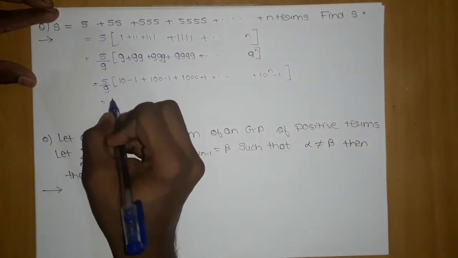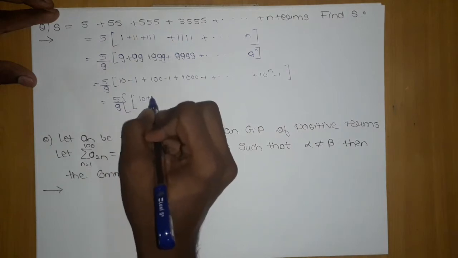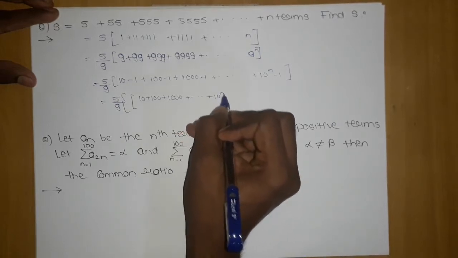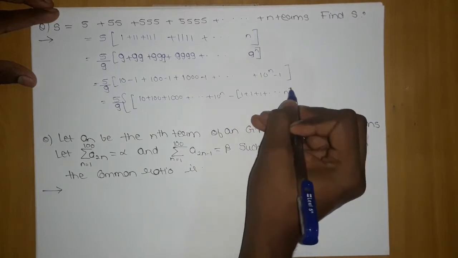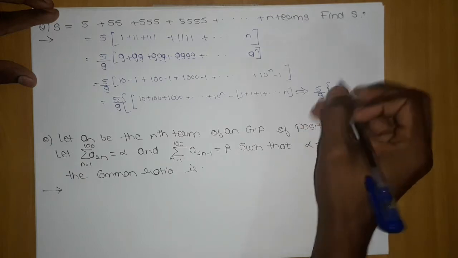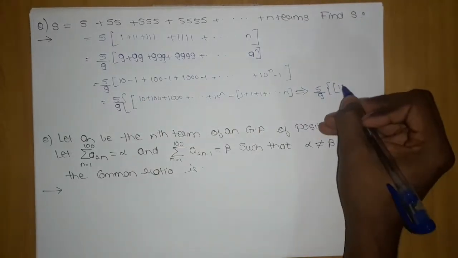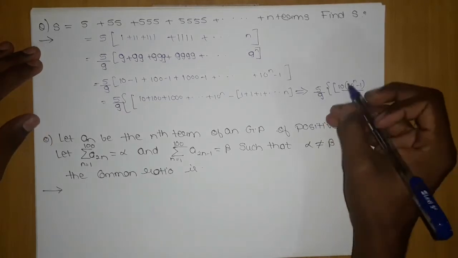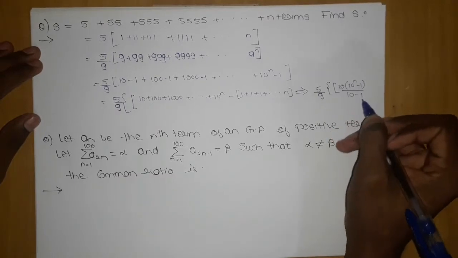Now if you observe clearly, if I write this, it is 10 plus 100 plus 1000 till plus 10 to the power n. And if I separate this, 1 plus 1 plus 1 till n terms, then I get 5 by 9 times the sum. Here the sum is nothing but a GP with a equal to 10 and ratio 10, so 10 into 10 to the power n minus 1 upon 10 minus 1. This is the basic.